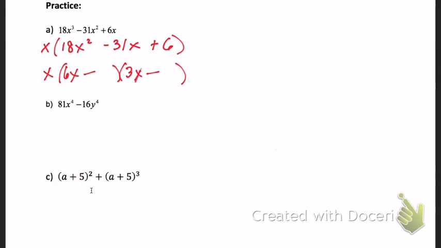Now I need factors of 6. We have 3 and 2. Can I do that? No. Can I do 6 and 1? No. This common factor thing is messing with my brain. Okay. Can't do 6 and 3. What else should I try? We could try 9 and 2.